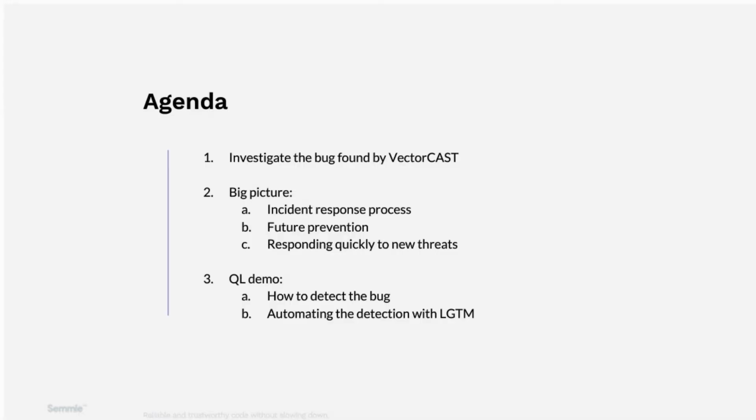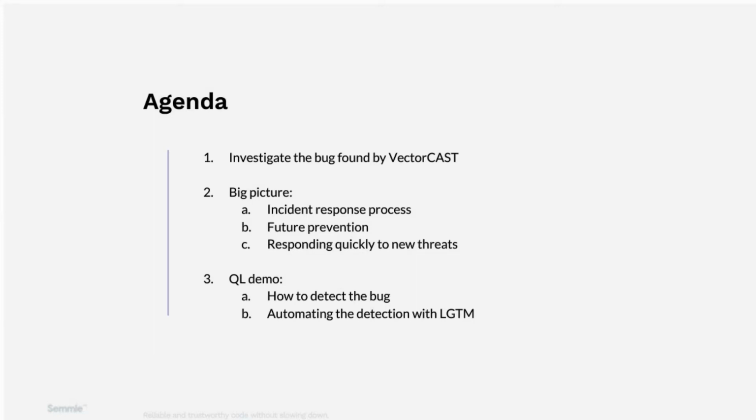Okay, let's go to the overview slide. So the agenda is, first of all, I'm just going to go over the bug that we're using as an example today. I'm just going to explain that bug in a bit more detail so that we've got something concrete so that the rest of the discussion makes a bit more sense. After we talk about that bug, I'm going to step back and talk about the big picture a bit.